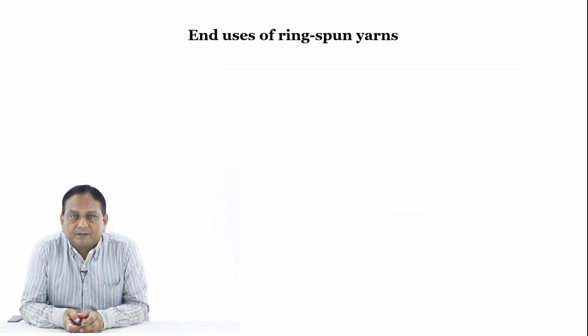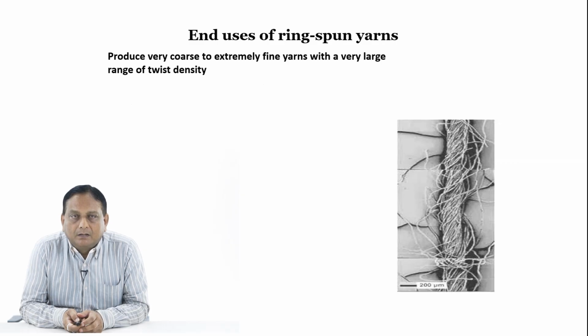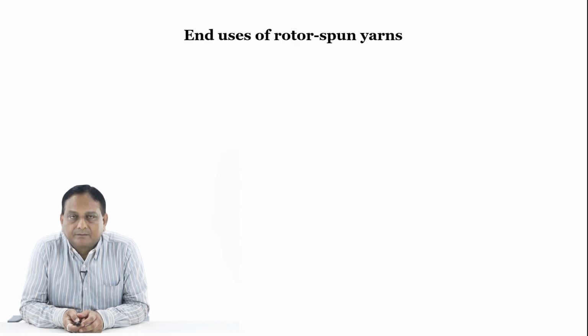Now end uses. As can be seen in the diagram, if you compare the production of ring spun yarn, it produces very coarse to extremely fine yarn with a very large range of twist density. Because of that, ring spun yarns are widely used for making shirts, trousers, nightwear, blouses, overalls, suits, skirts, seating, cartooning and other industrial textiles.